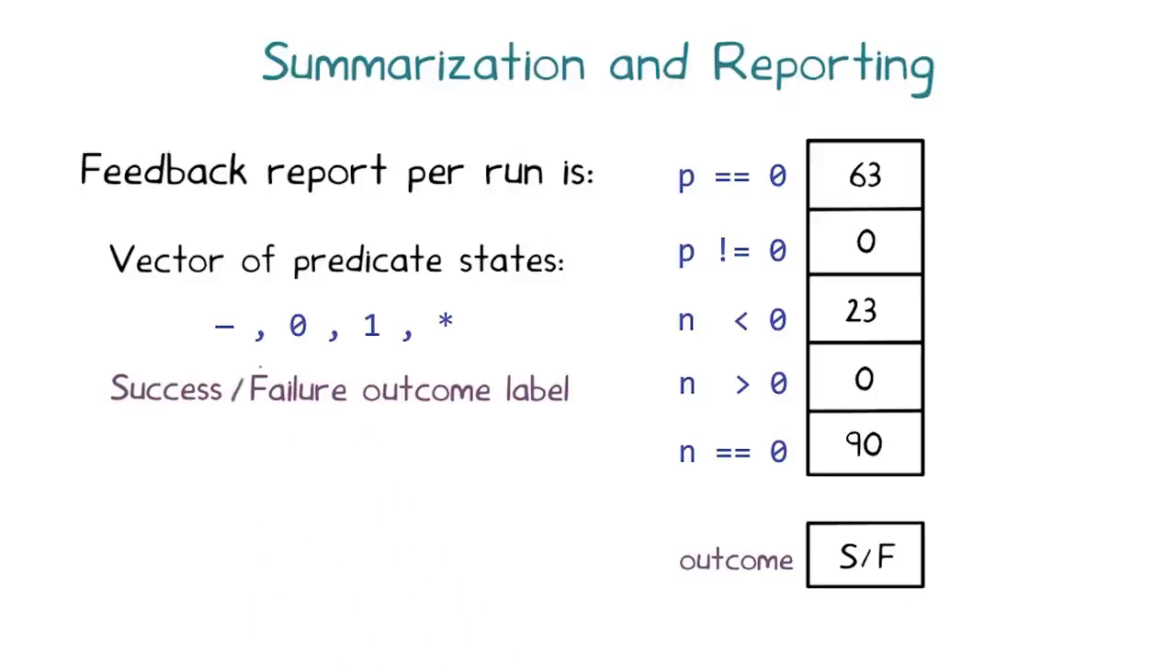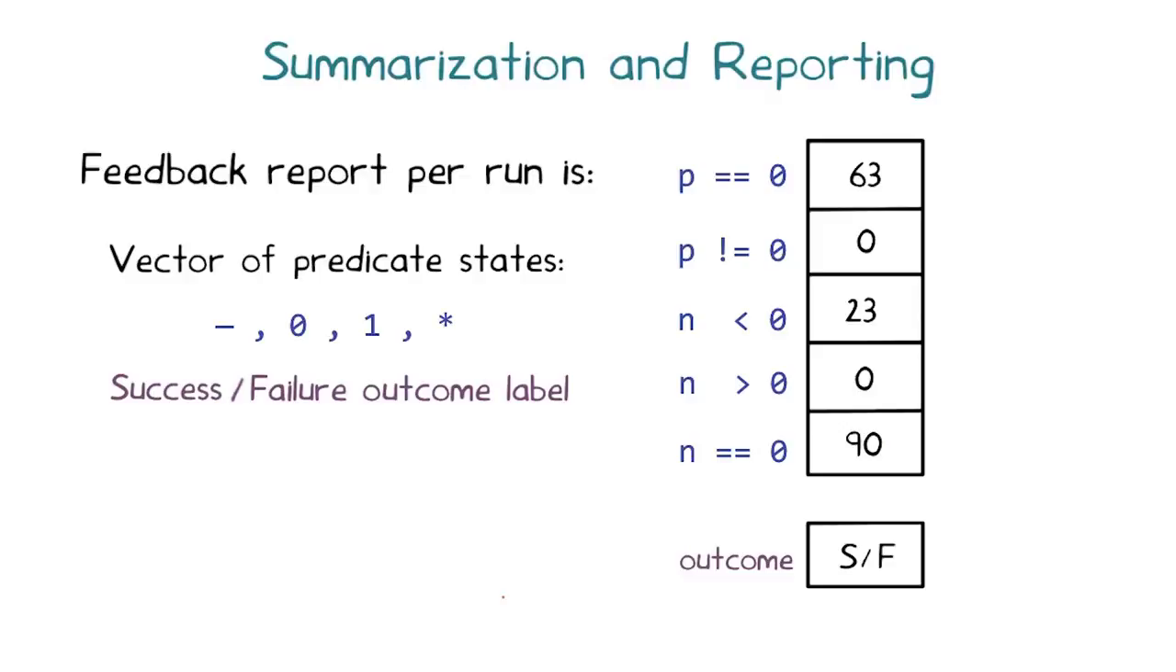The state 0 means that the predicate was observed at least once to be false and never observed to be true. The state 1 means that the predicate was observed at least once to be true and never observed to be false. Finally, the state star means that the predicate was observed at least once to be false and at least once to be true in the run. Let's apply this state abstraction to each of these predicate counts. Since the predicates at each site are related to each other, remember that we must look at the counts of all the predicates at each site before deciding the state of each predicate at that site.